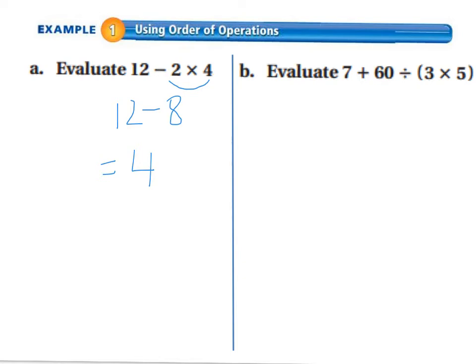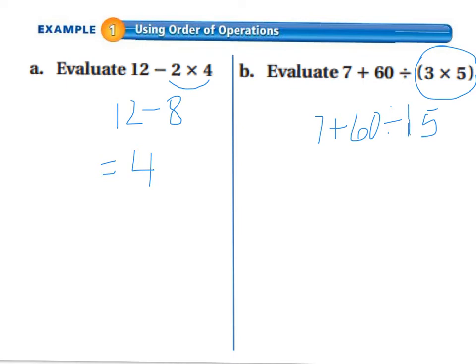Question B, evaluate 7 plus 60 divided by the quantity 3 times 5. Again, remembering the mnemonic device, please excuse my dear Aunt Sally, P is parentheses, and I see parentheses right here. So I will do what's inside those parentheses first. 3 times 5 is 15. And rewrite the rest of the expression. 7 plus 60 divided by 15 now is my expression.